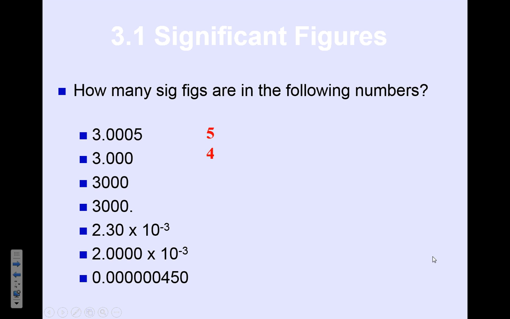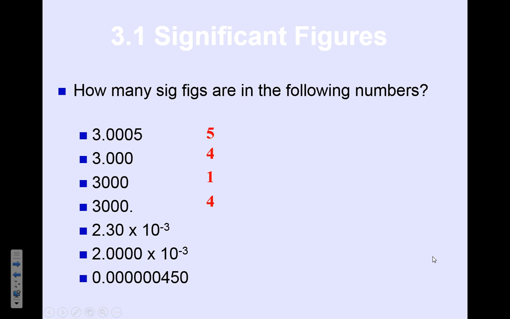Now the next one, the 3 still counts, but now none of those zeros will count because there is no shown decimal. It's understood where it's at, but it's not shown in the problem, so that only has 1 significant digit. And if I put a decimal at the end, now I've got zeros at the end with a decimal. That would have 4.